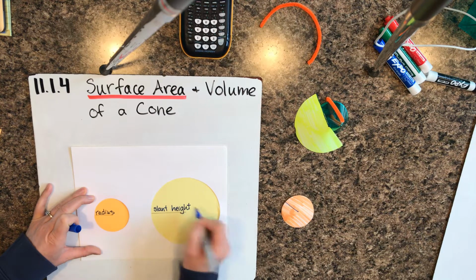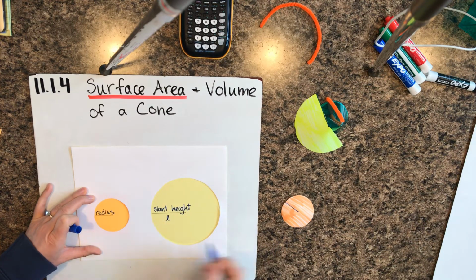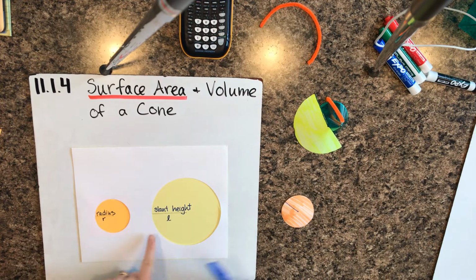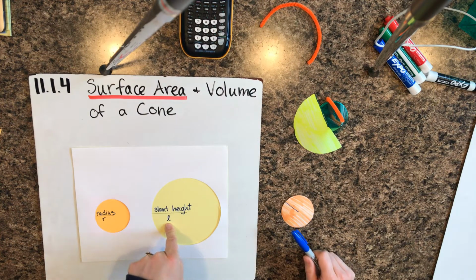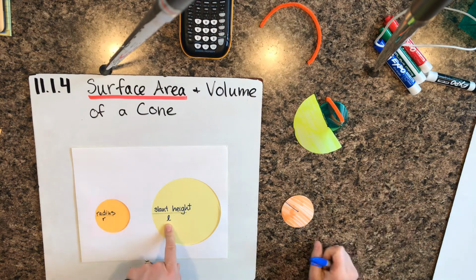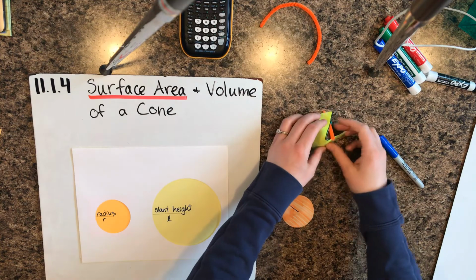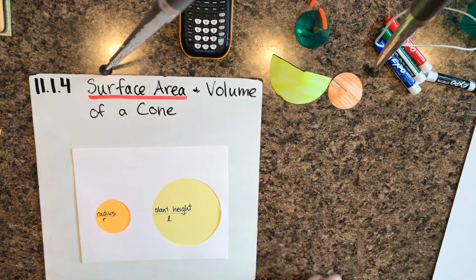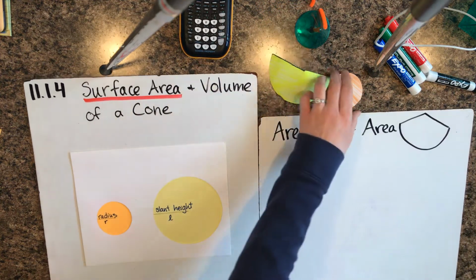For the purposes of what we're doing today, I'm going to call L the slant height. I'm going to call R the radius like we normally do. Some people call this S, some people call this SH. I'm going to use L. That's how I learned it, so that's what sticks in my brain. So let's see how we actually find the surface area of that cone.